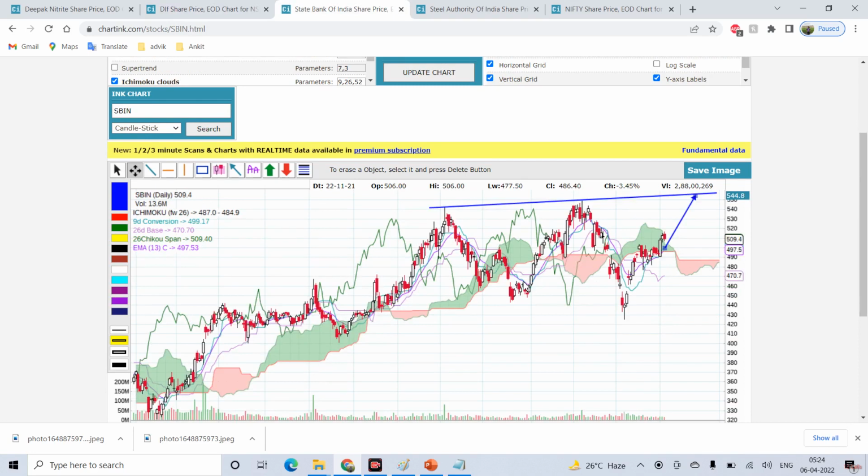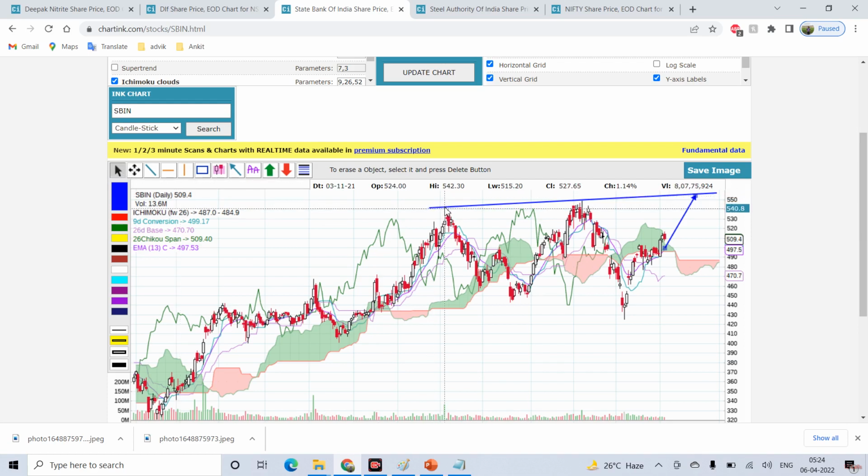Now we'll look into another one, State Bank of India. Again, this is another price action setup, similar to the earlier ones, but with an ascending line. A couple of the ones we have seen were descending lines where prices were continuously coming down. But if you see this one, the price is going up, making new higher tops.